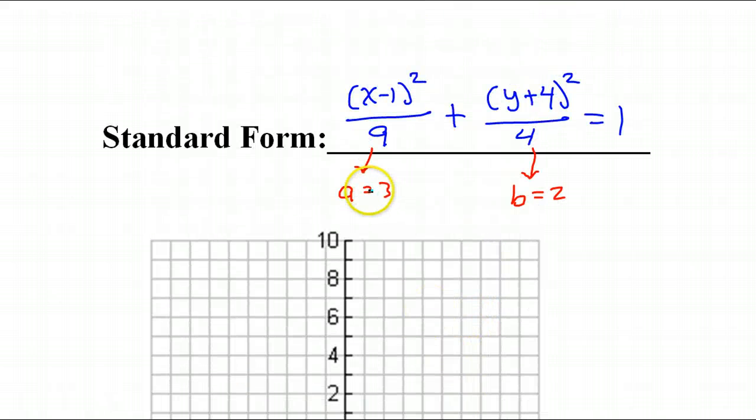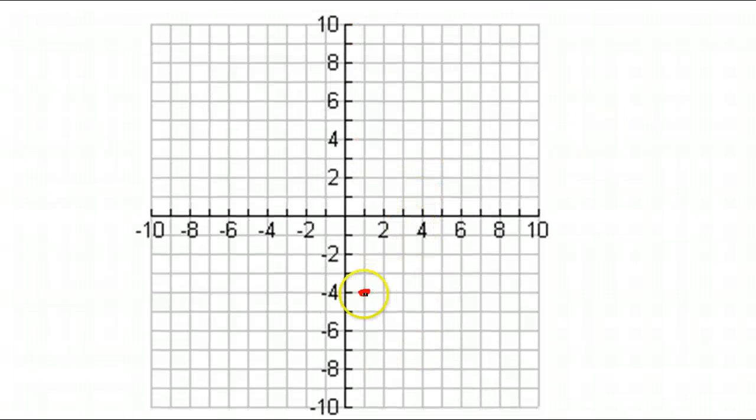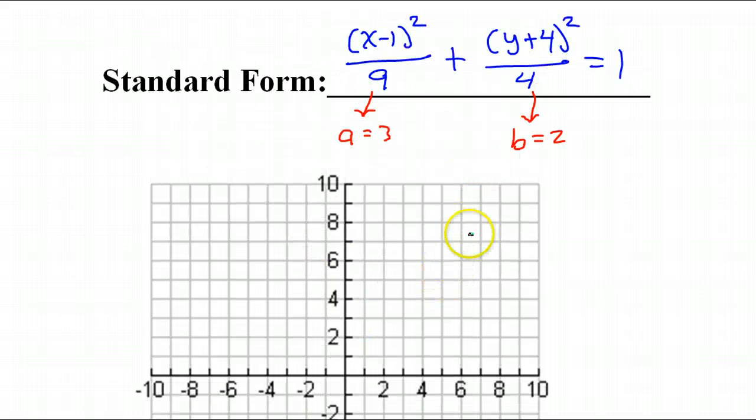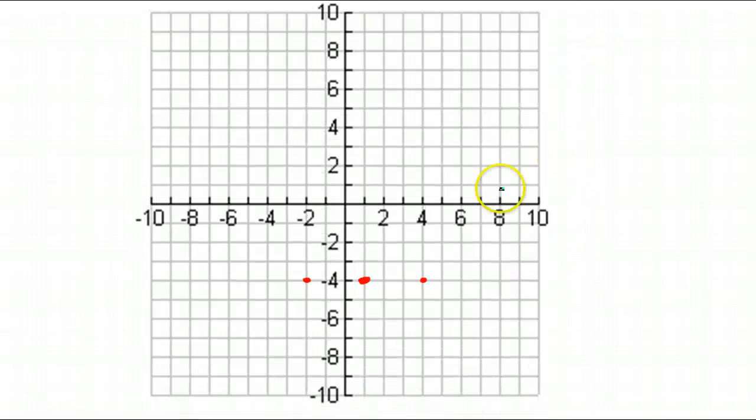Now I'm going to do the A and the B. What matters is the A is with the X, so this 3 is going to be in the X direction. So I'm going to go 3 horizontally like this. And this B is with the Y, so I'm going to go 2 in the Y direction. So 1, 2. 1, 2. Now this shows you where the ellipse is. So I'm just going to draw the ellipse. There's your ellipse.